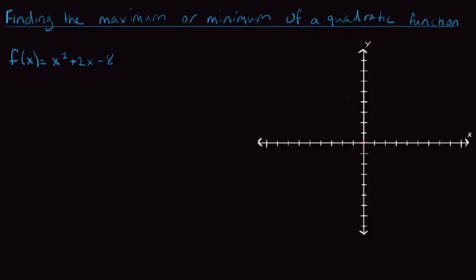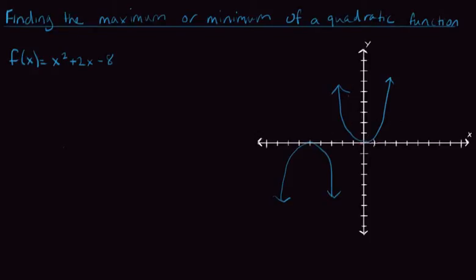In this video, I want to talk about how we find the maximum or minimum of a quadratic function. So when we have a quadratic function, we know it looks like a parabola. And a parabola looks like this. So it looks something like that. Or if it's a downward facing parabola, it looks something like this.